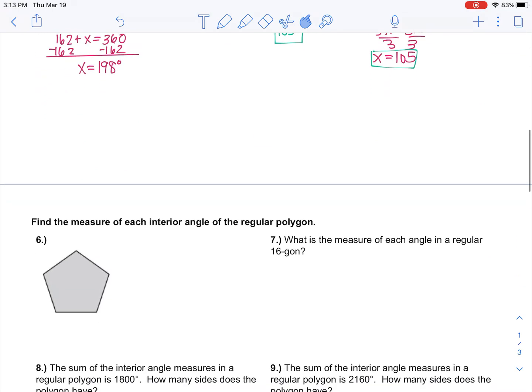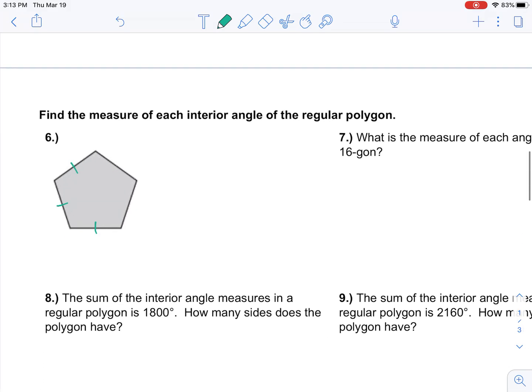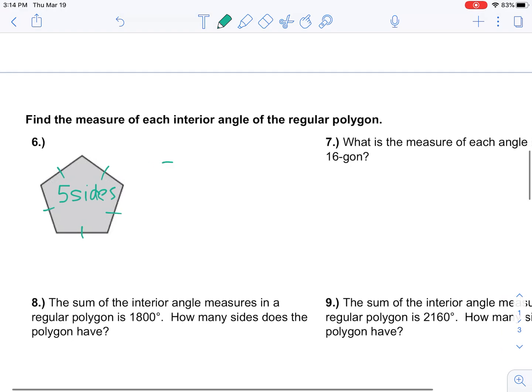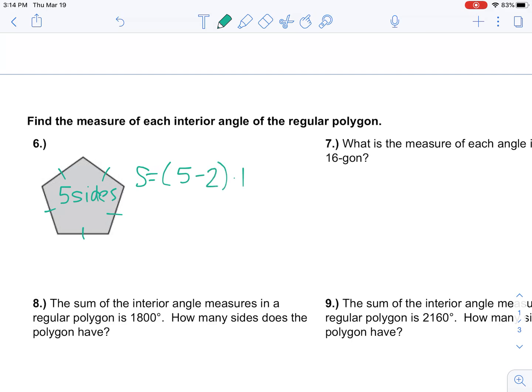Moving down a little further, find the measure of each interior angle of a regular polygon. So these problems are more like your problem-solving problems. We're going to start with number 6. It has 5 sides. So you need to know kind of what to do. First of all, we need to find what all these equal total. So we're going to use that sum equals the sides minus 2 times 180, which gives us 3 times 180.